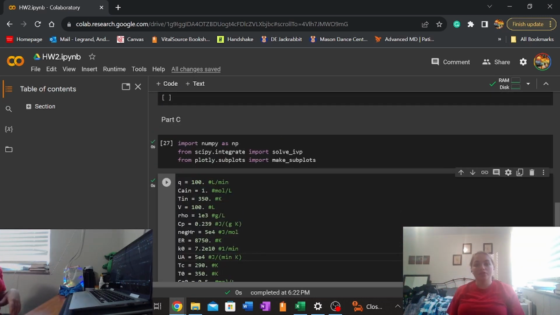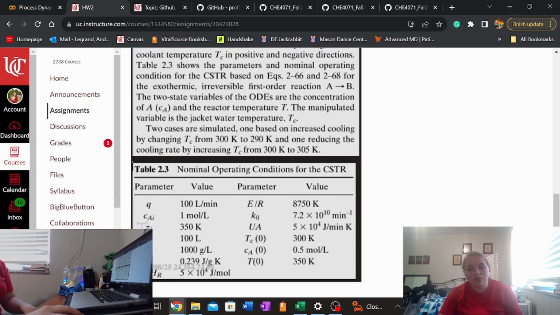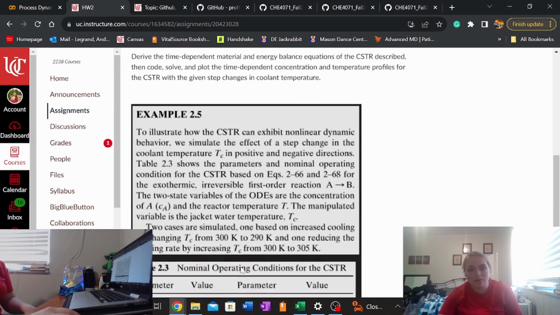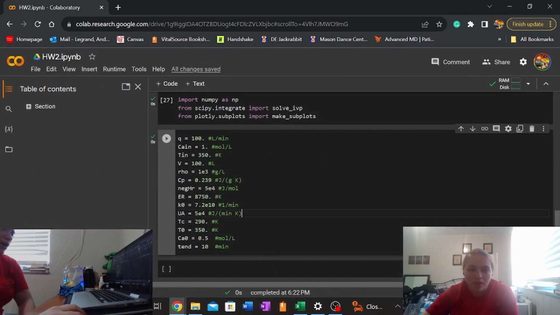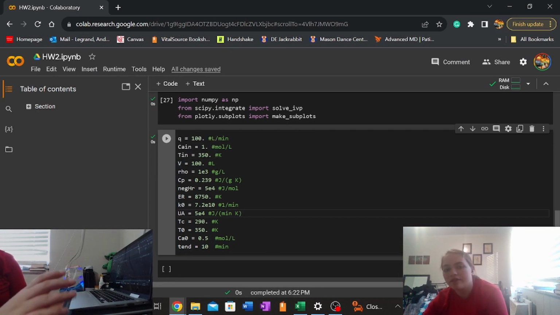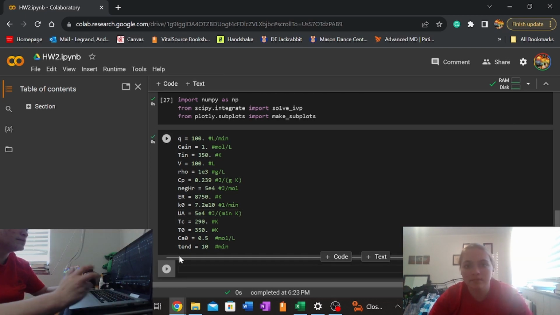All right, so now we are going to code part C. Again, I just put in all of our general coding stuff, and I also put in our initial conditions. We were given this chart, so I pulled all the information out from this, as well as the stuff from up here. So we have initial flow rate, initial concentration in, temperature, volume, density, which is rho, specific heat, negative HR, all that jazz. So just copy and paste that in, because I'm sparing the time of looking back and forth.